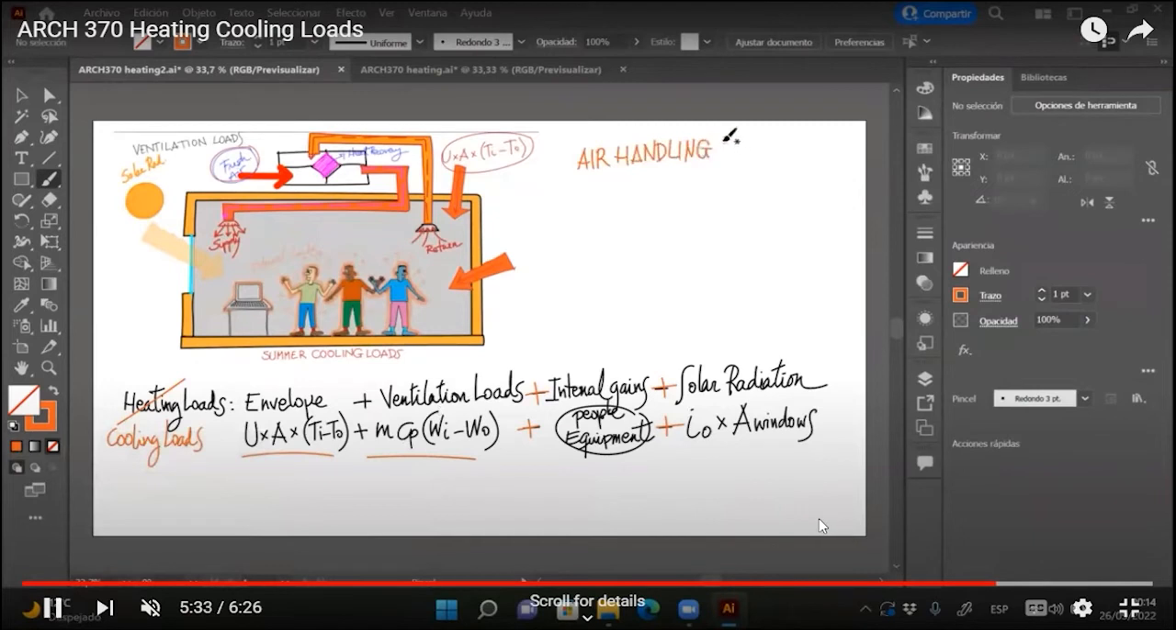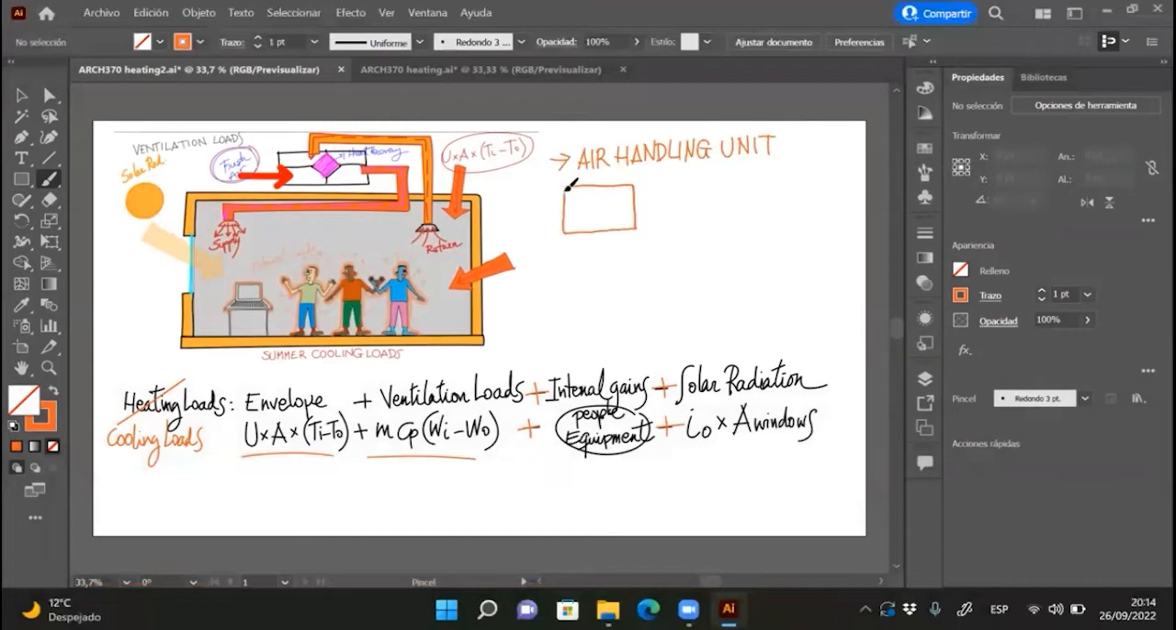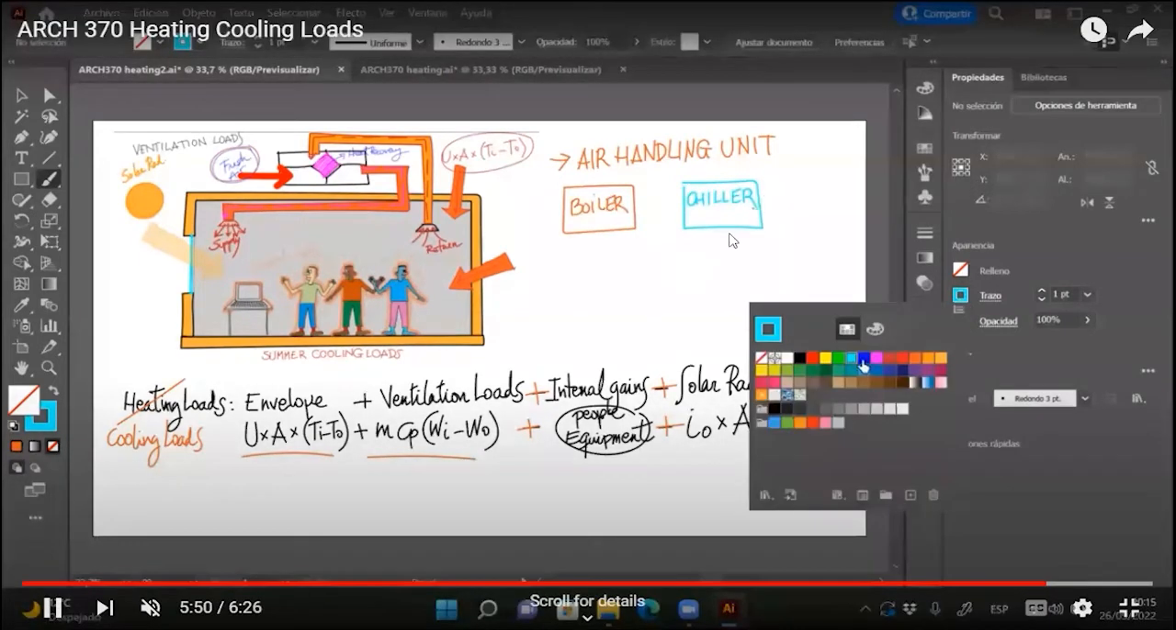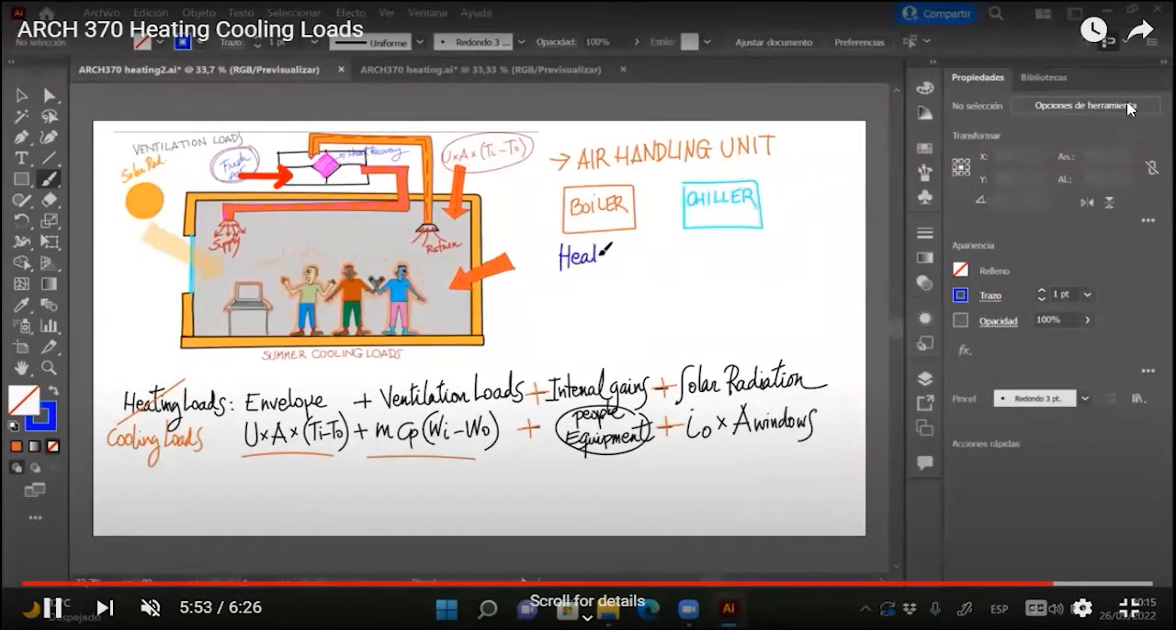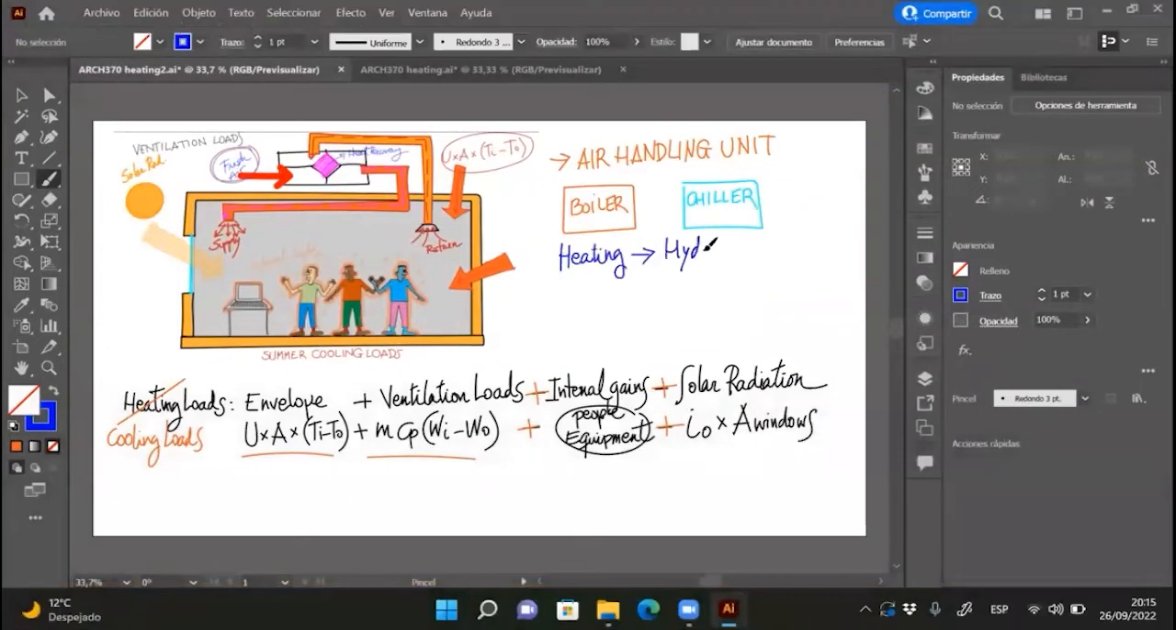So we're going to design a building system with air handling unit. So the air handling unit, we will need a boiler and we will need a chiller, the boiler for winter, the chiller for summer. But this is just for the ventilation loads. Then we have other heating system, and we're going to use a hydronic system. And a hydronic system can be with a radiator or radiant floor. Okay, so this is what we are going to design in the building that we are selling in Revit.